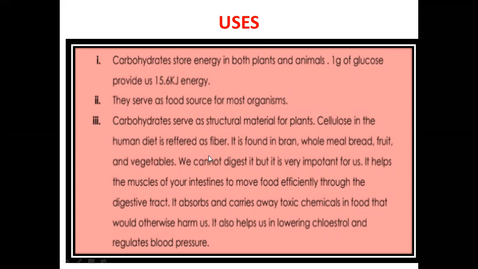And cellulose in the human diet is also referred to as fiber, although our body does not digest cellulose, but it acts as a fiber and helps in the digestion of food. It is found in bran, whole meal bread, fruit, and vegetables. As I told you, we cannot digest it, but it helps in digestion. It also helps the muscles of the intestine to move the food efficiently through the digestive tract. And it also absorbs and carries away toxic chemicals in food that would otherwise harm us. So it also helps us in lowering the cholesterol level and regulates blood pressure.